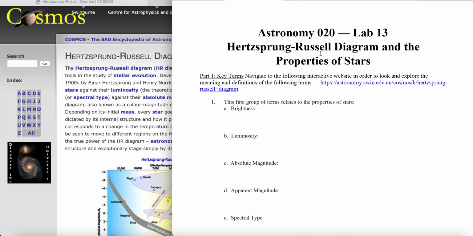Welcome to the directions video for Lab 13, which is all about the Hertzsprung-Russell diagram, which itself is about properties of stars. So in this directions video, I'm going to talk all about the lab itself. Basically, I'm going to show you a lot of the links because there are many links in this lab to lots of different web pages.